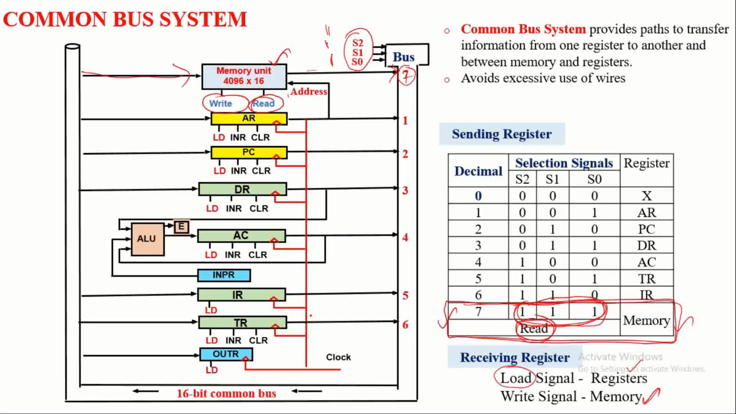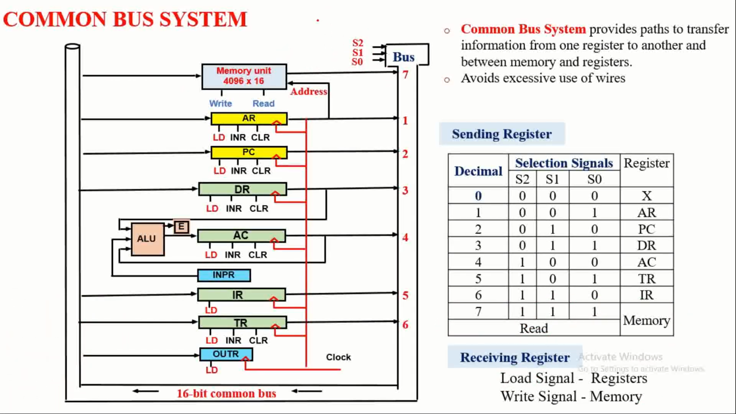If we take one register transfer statement, that is address register to the program counter. If this transfer has to be achieved, what should be the selection signal values? Because the address register has the number 1, right? So the selection signal values must be 100. So when the selection signal values are 100, the address register can transmit its information, and the load signal of the program counter needs to be activated. If this is done, the transfer will be done successfully.